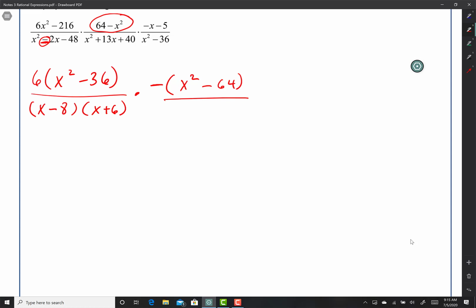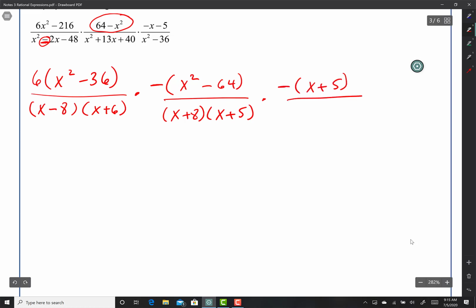And then in the bottom, two numbers that multiply to give you 40, but add up to 13. Well, that has to be 8 and 5, right? 8 times 5 is 40, and 8 plus 5 is 13. And they're both going to be positive. So x plus 8, x plus 5. And then again, I'm going to factor out a negative, and I'm going to write x plus 5. And then let me know if you see any mistakes. All right, so let me check if I have any mistakes. I don't see any.